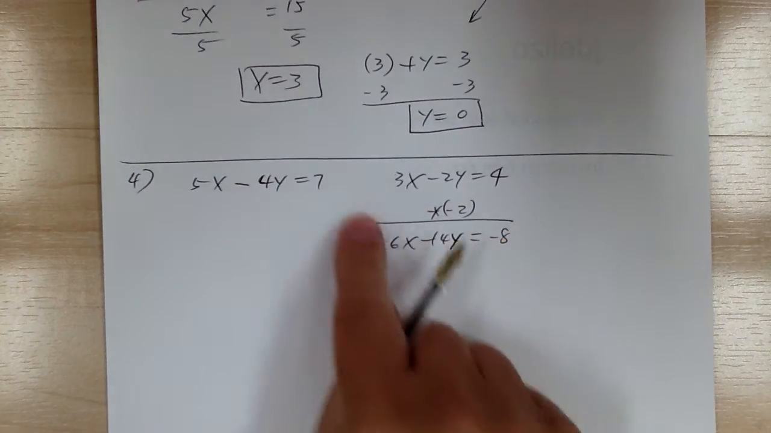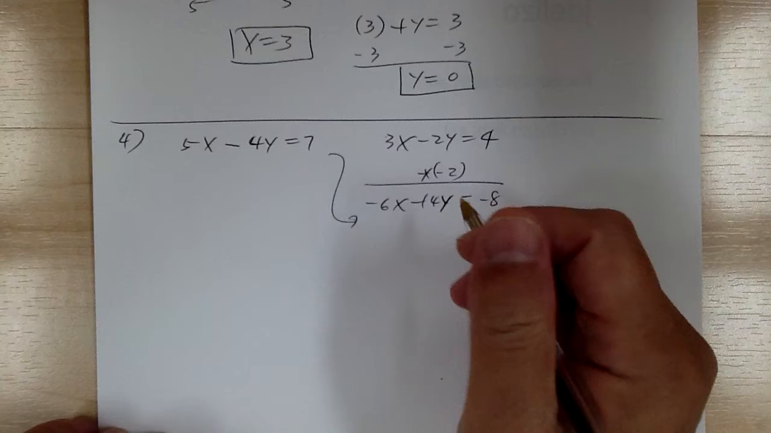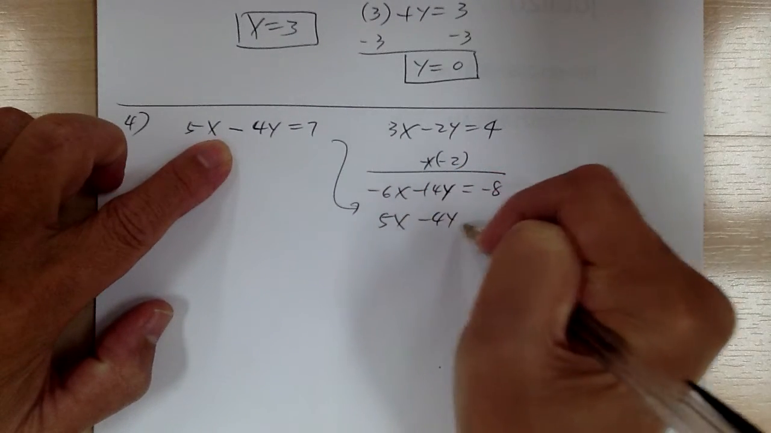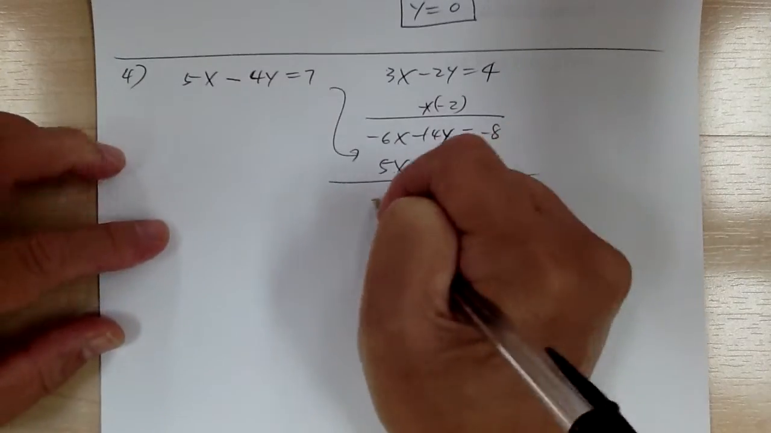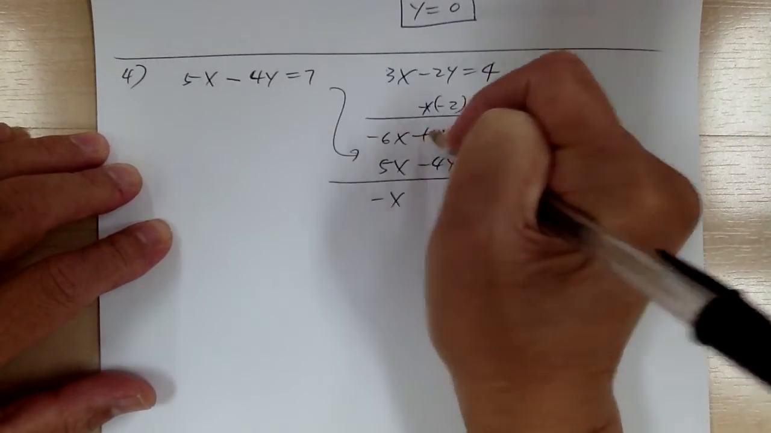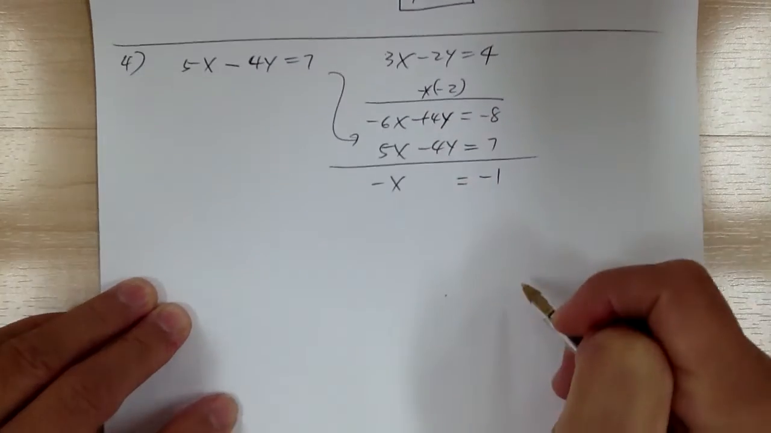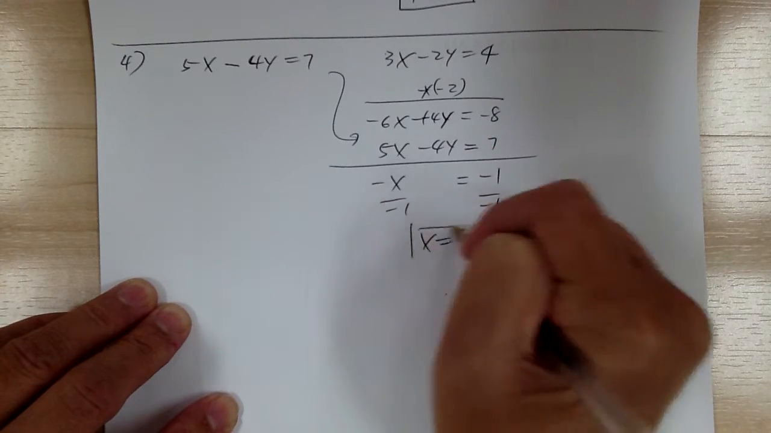And I'm going to put this under here. It doesn't matter which one you put underneath. Okay. So I get 5x minus 4y equal to 7. Add this together. So I got negative x. Again, elimination method means you want to eliminate one of the variables. Okay, so you divide by negative 1. So x equal to 1.